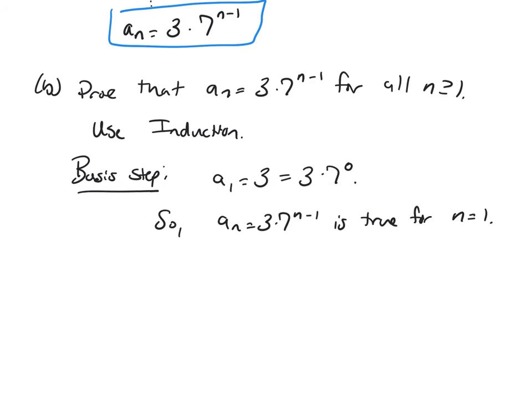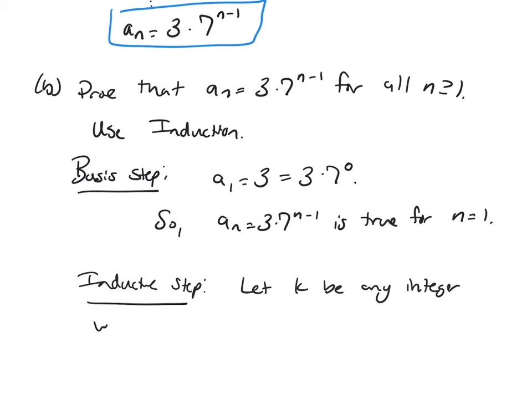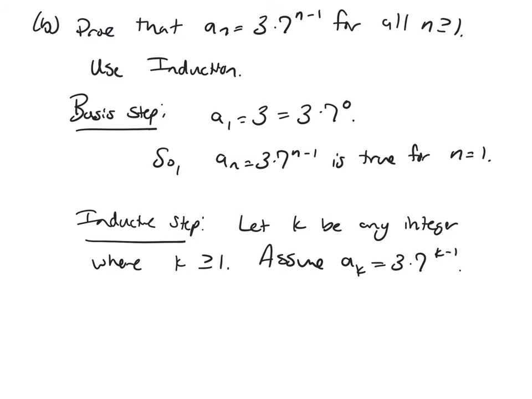So now let's look at the inductive step. Let k be any integer where k is at least 1. And we're going to assume that the formula is true for k. And now we need to show that it's true for the next value, k plus 1.